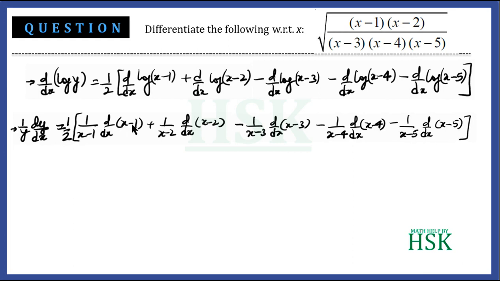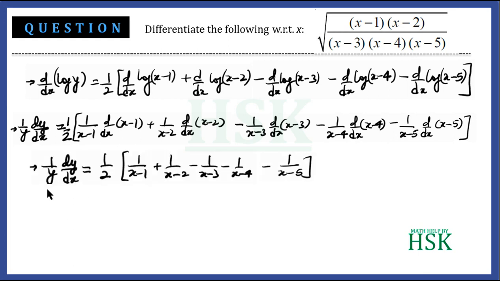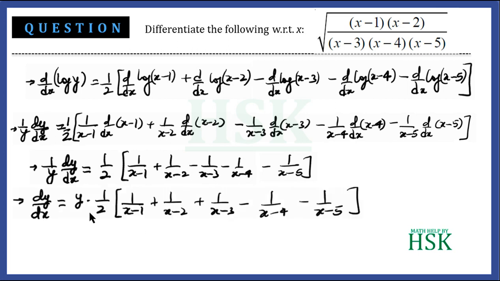And on differentiating x - 1, I'm going to get 1. Differentiation of x - 2 would again be equal to 1. That is, differentiation of all these values would be equal to 1, because differentiation of x would be 1 and differentiation of a constant would be equal to 0. So I'm going to get 1 by y dy by dx on the left hand side, and this is equal to 1 by 2 times 1 upon x - 1 plus 1 upon x - 2 minus 1 upon x - 3 minus 1 upon x - 4 minus 1 upon x - 5.